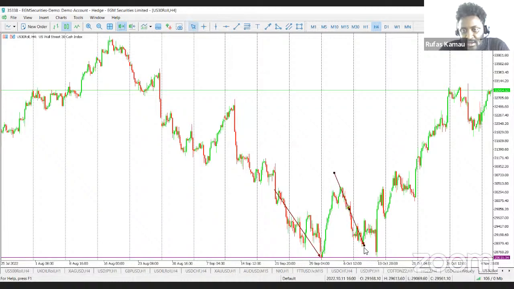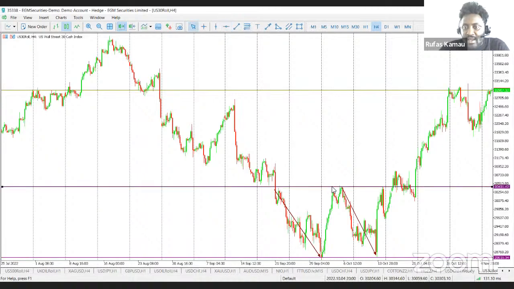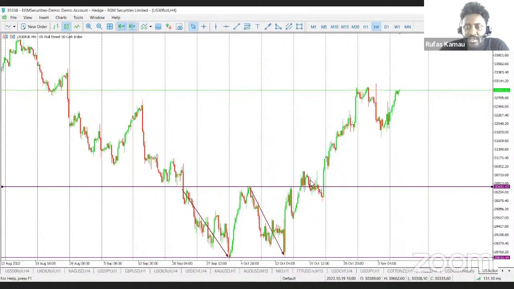And then since then, you can observe what happened after this. After forming this W-shaped pattern, it closed above the neckline here, and then managed to rally for quite a good number of weeks. So for 4 straight weeks going up, last week was a major bearish week, but this week seems to be a continuation. So we're expecting the US 30 to continue rising.